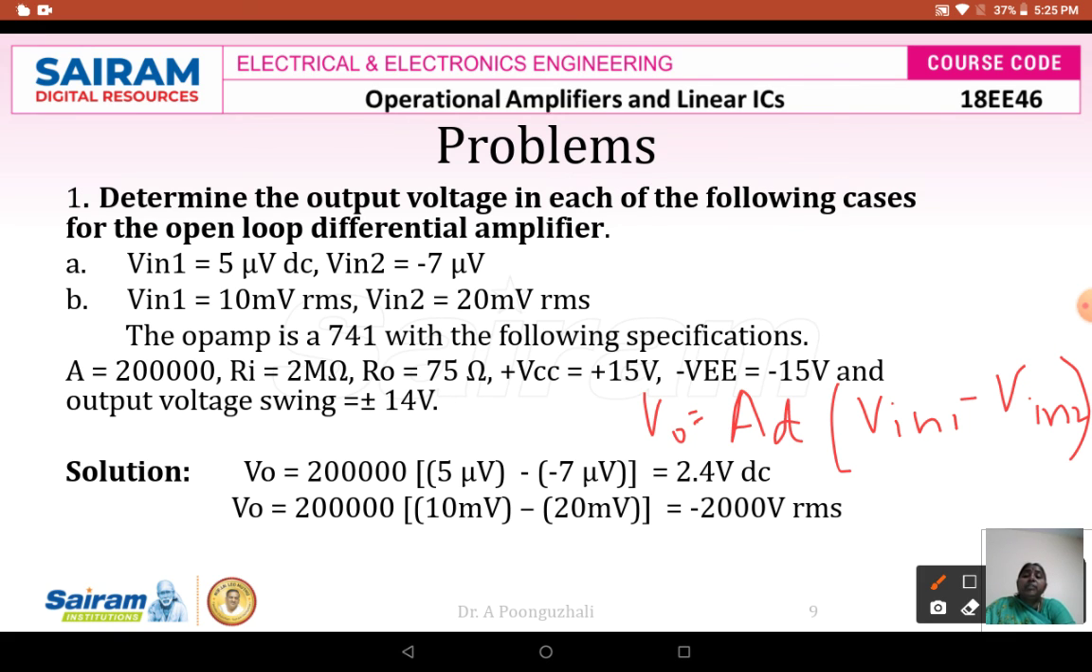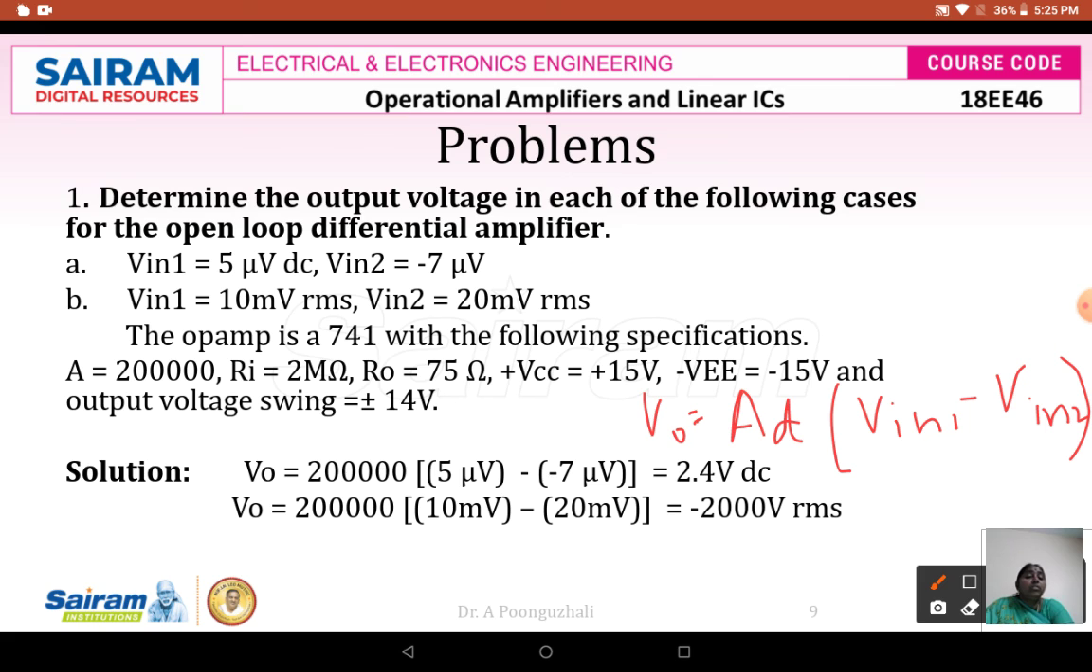Now the second subdivision we will take. V in 1 is equal to 10 millivolts RMS and V in 2 is equal to 20 millivolts RMS there. So we write V0 equivalent to AD into (V in 1 minus V in 2). AD value is going to be 2 lakh, V in 1 is going to be 10 millivolts minus your V in 2 is going to be 20 millivolts. So if I simplify it, my output is going to be minus 2000 volts.